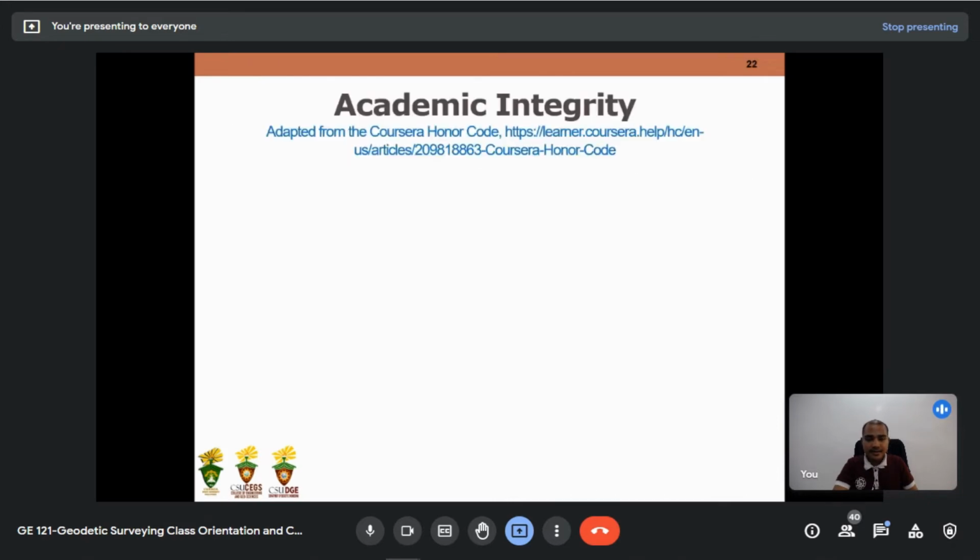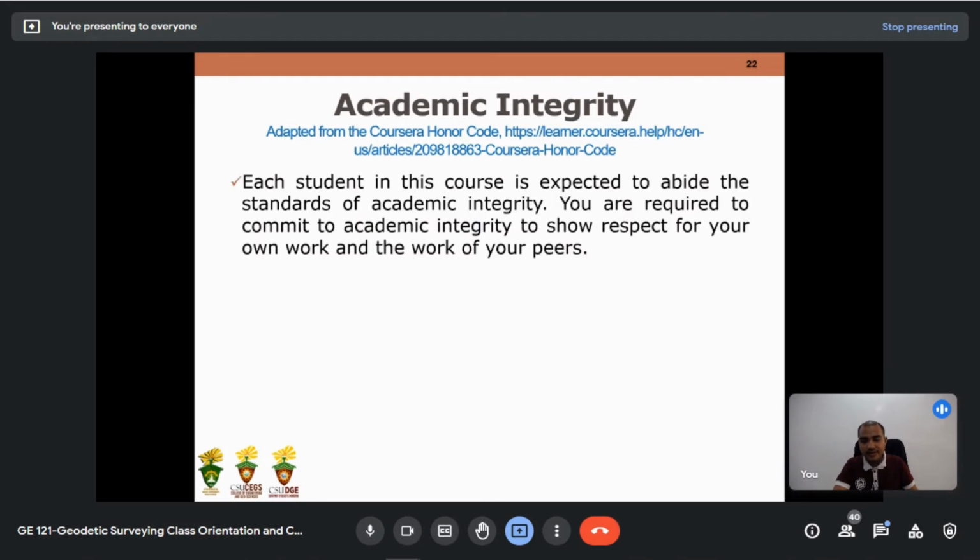So, let's go to the academic integrity. Each student in this course is expected to abide the standards of academic integrity. So you are all required to commit to academic integrity to show respect for your own work and the work of your peers. No, so dapat i-ensure ninyo na inyuhang output is inyuhang gitong gihaguan. Dili lang kay nagsalig mo sa inyong kauban nga mo nagbuhat na sa inyong activity tapos sundugon na dayon.